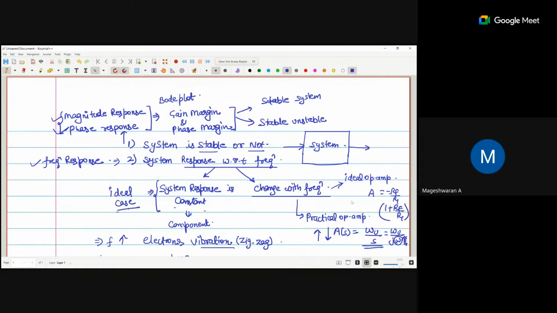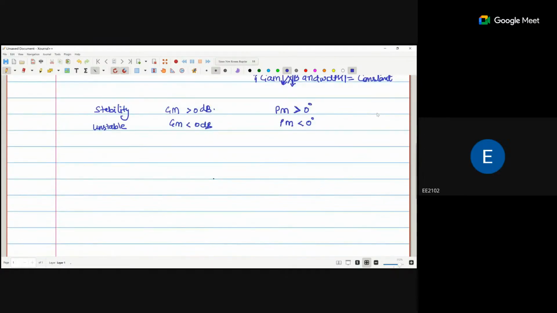Sir, poles mean the output of the system goes to infinite. Yeah, basically the position where the system will go to infinite. Okay, sir.